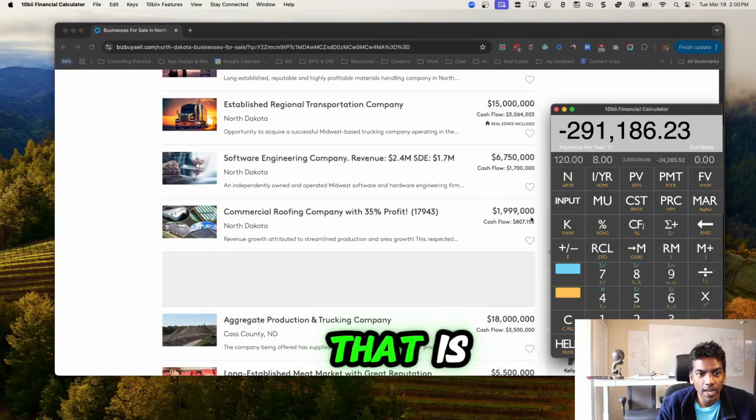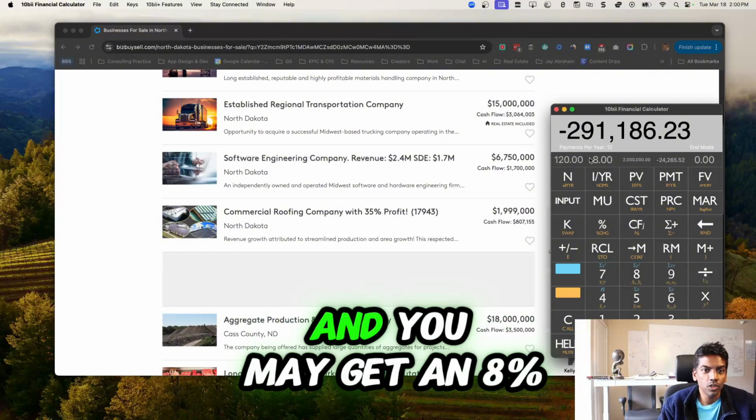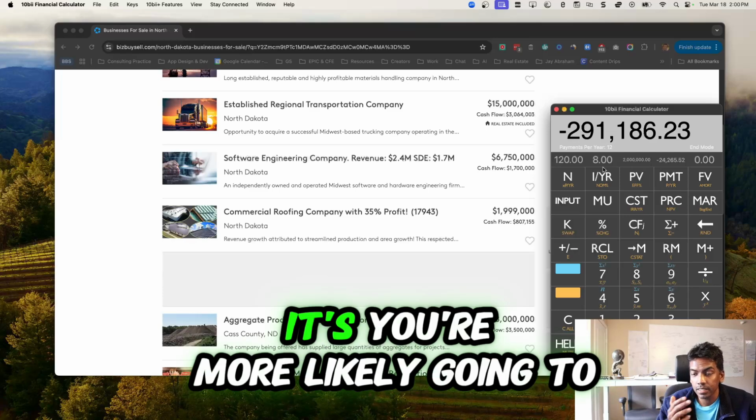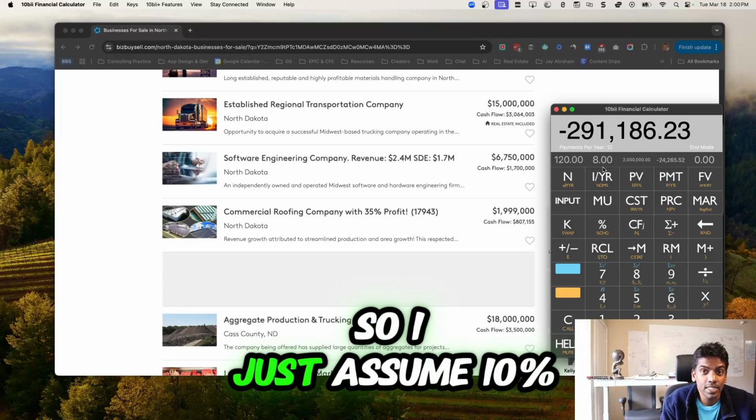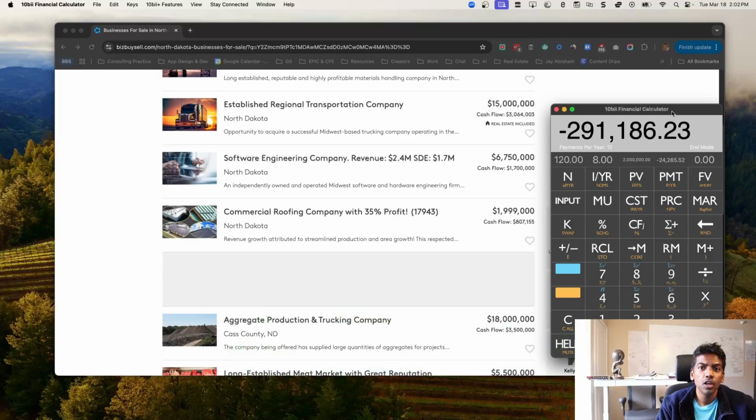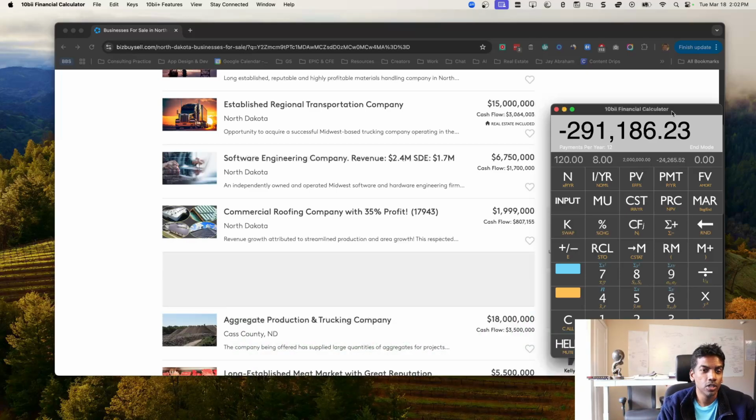The way I do that is I basically assume a 10% interest rate, and you may get an 8% or not. You're more likely going to get something around 10%. So I just assume a 10% interest rate. For a 10% loan, your payments on interest is going to be 10%. But if you add principal to it, your payment is going to be about 15%. It's actually a little over 15%. So that's an easy calculation to do.